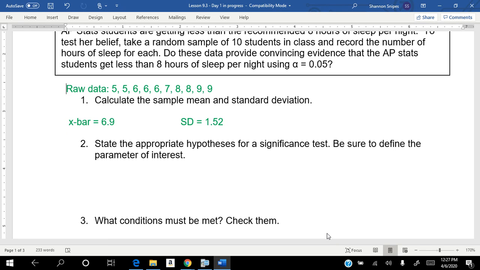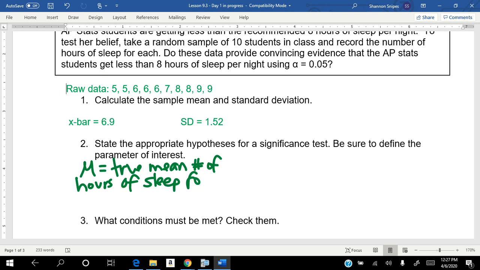So let's state our hypotheses. Always define your parameter of interest. This time you'll notice a subtle shift: we went from proportion, p, to mean, mu. So the mean is going to be the true mean number of hours of sleep for AP Stats students at Corinth Holders High School.